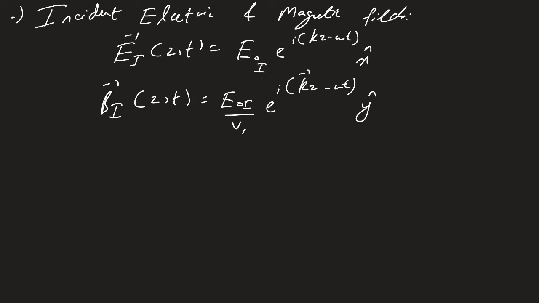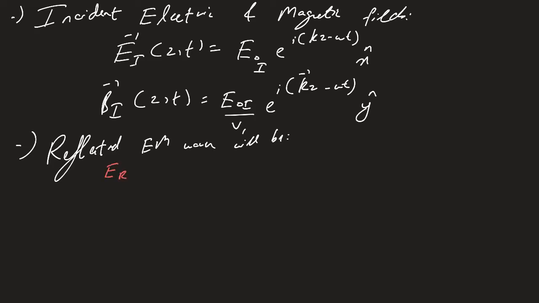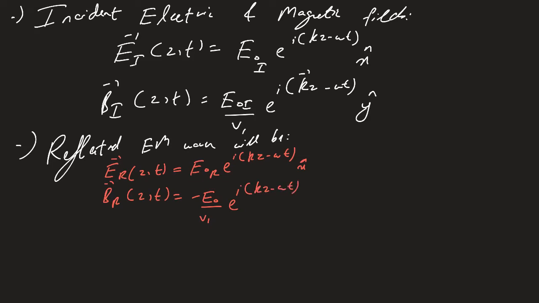So the wave strikes the interface and we get some reflected and some transmitted electromagnetic waves. And the boundary conditions tell us what happens. The reflected EM waves will be the following. I'll write them in red. So the reflected waves would be ER vector of z,t will be equal to E naught R e to the i of kz minus omega t polarized along x. And this is where it gets really interesting. The B field, the B reflected of z,t will be equal to minus E naught R over v1 e to the i of kz minus omega t y hat.